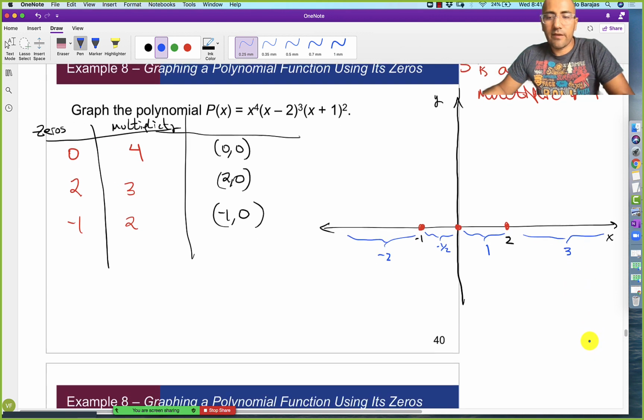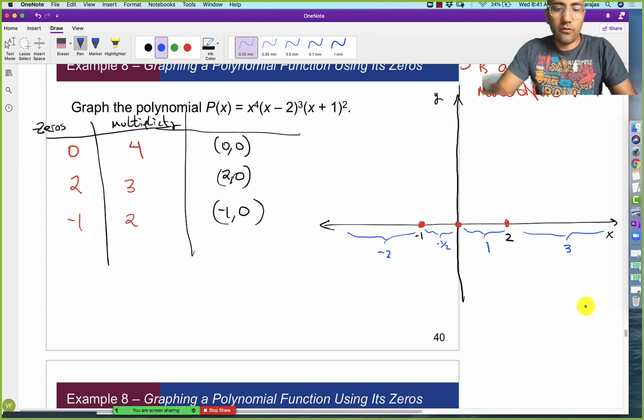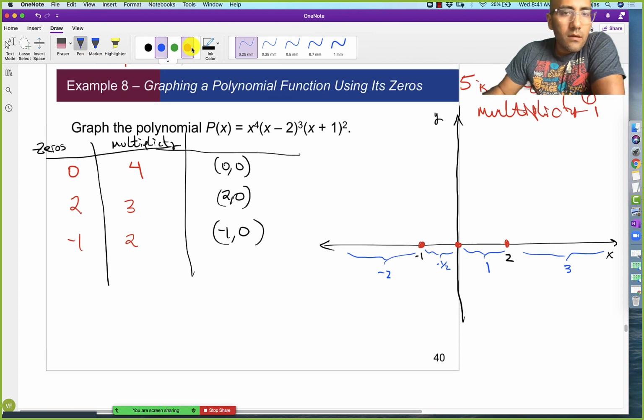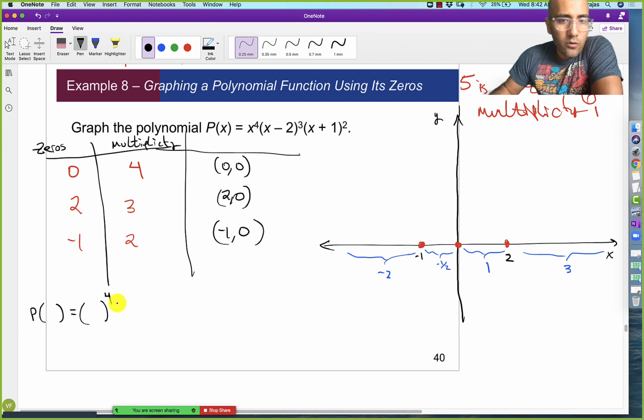Good, so now I have to figure out what each of those values is in order to solve this. Let me make some room here. Okay, so I need to figure out a table where I need to figure out -2. P of blank equals blank to the power of 4, blank minus 2 to the power of 3, and blank plus 1 to the power of 2. And the first one we want to work with is this -2.